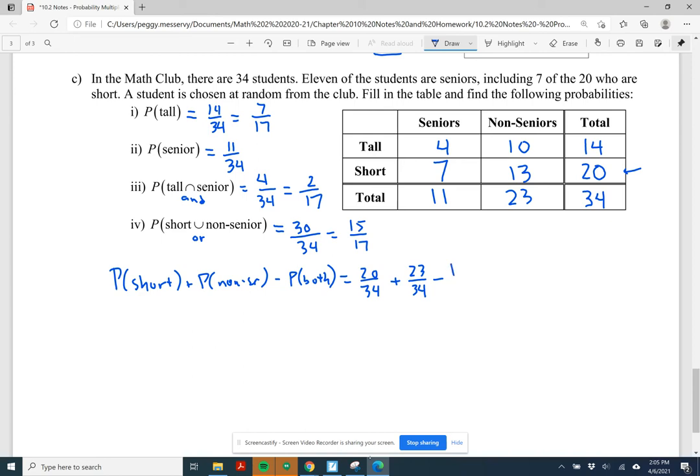That's 13 out of 34. So 20 plus 23 is 43. Take away 13 is 30. So we get 30 out of 34, which is 15 out of 17. Same answer we got before. Just wanted to show you both ways.